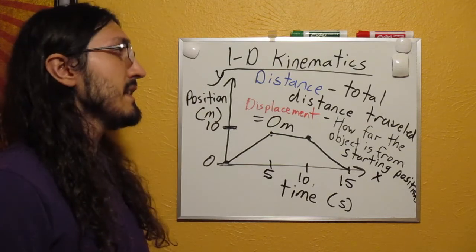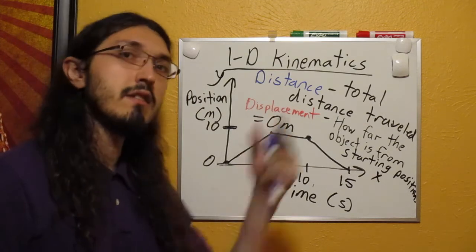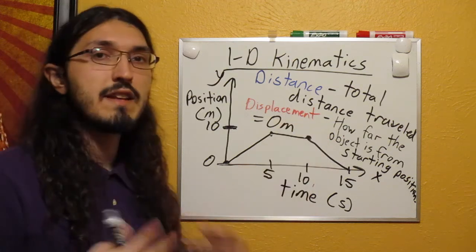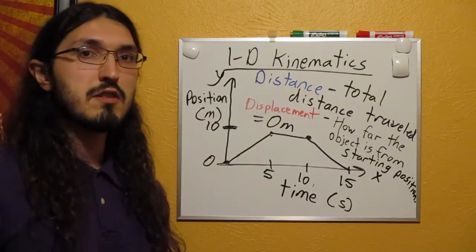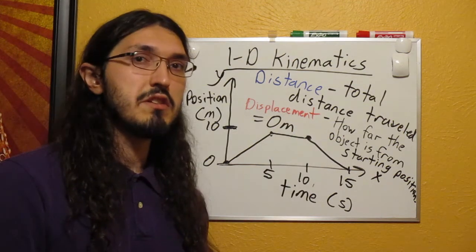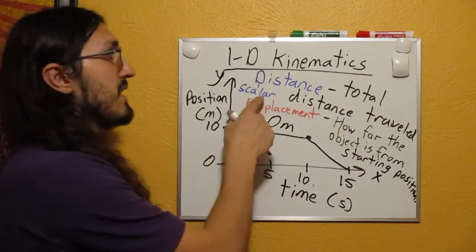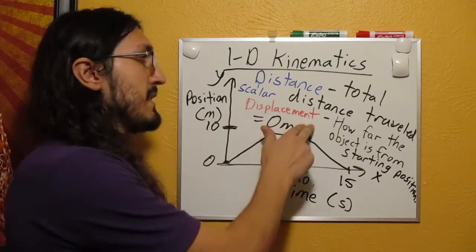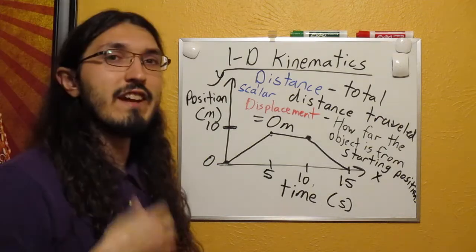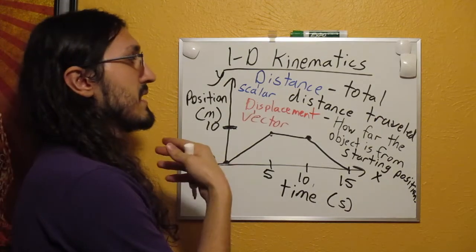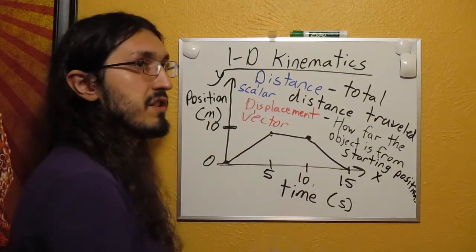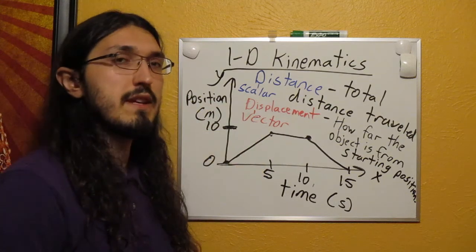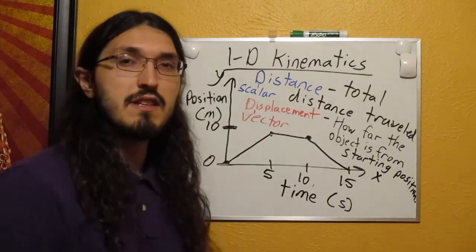So as you can see, distance doesn't care about what direction the object is moving, whereas displacement does care about the direction. We call terms that do not care about direction scalars. Okay, so scalar variables do not care about direction. We call variables like displacement that do care about direction vectors. Right, so because displacement does care about the direction, it is a vector. We're going to learn more about the differences between scalars and vectors as we continue through this class.